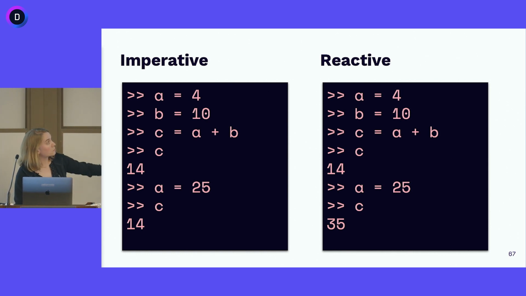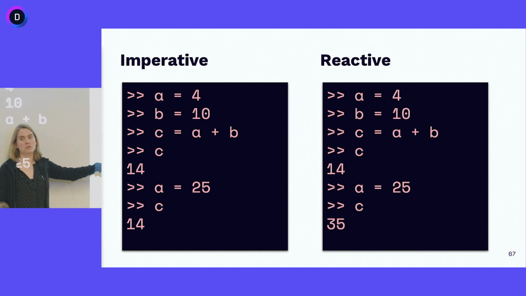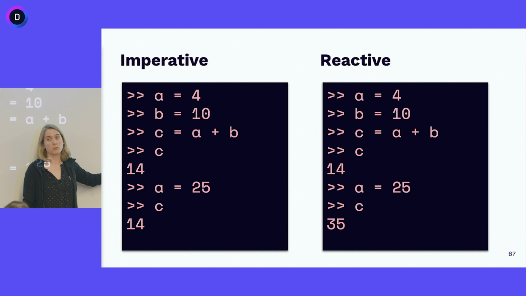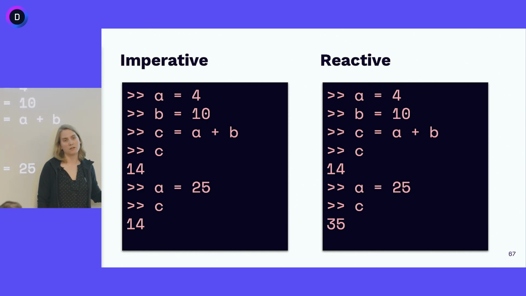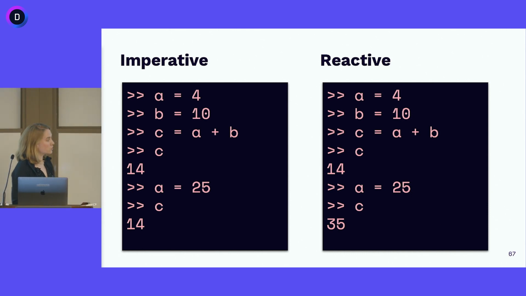By contrast, in the reactive side, we actually do maintain references here to A and B, and we know that's how C is being computed. So when we update A, we automatically recompute C to take into account the new value of A. Normally, you'd probably be using a library or a language feature for this, so it would look a little bit different, but I left that out for ease of comparison here.